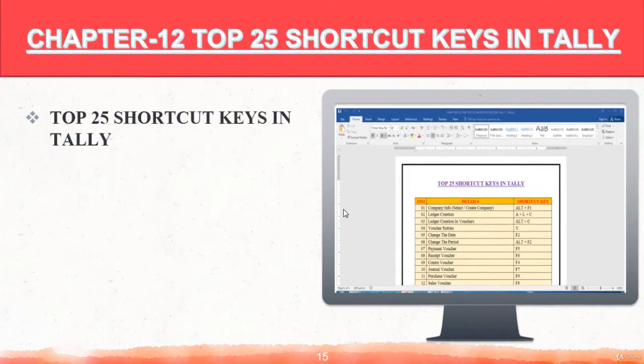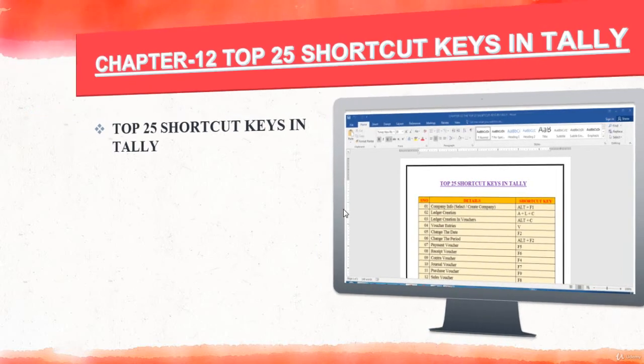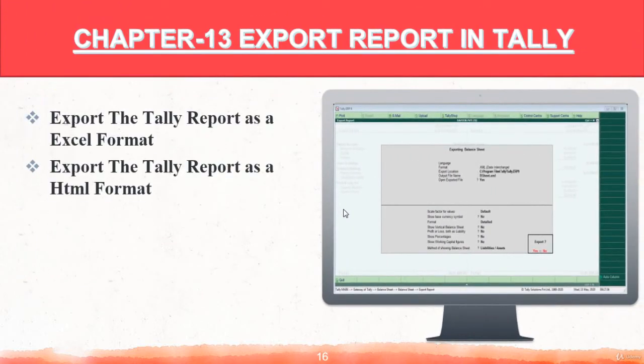Then Chapter 12 is the top 25 shortcut keys in Tally. We are going to look at them and work with these 25 shortcut keys. Then Chapter 13 is exporting reports in the Tally program. Under this chapter, we are going to look at how to export Tally reports into Excel format, as well as how to export Tally reports in HTML format.